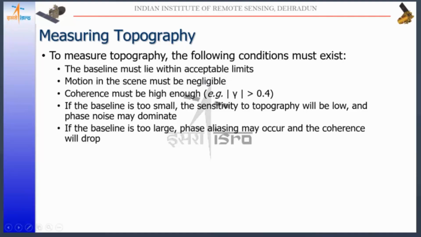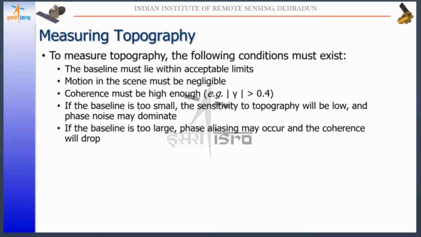So the baseline should not be very small or very large. If the baseline is too small, then there will be a lot of phase noise. And if it is too large, then it is very difficult to do the phase unwrapping. There will be phase aliasing, which makes our phase unwrapping process very difficult, and also the coherence will drop. So what is the criteria?